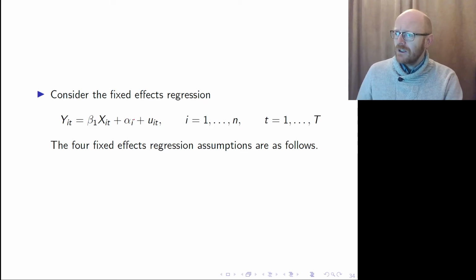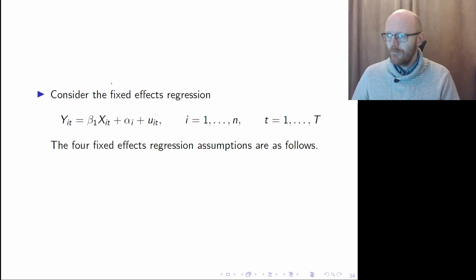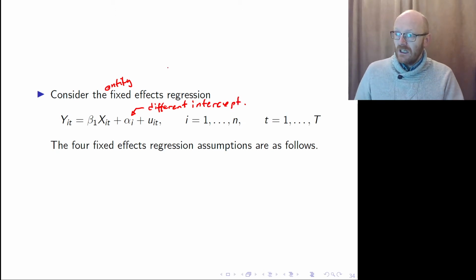The regression we are going to look at is the entity fixed effects regression, okay? The entity. So for each entity, you have a different intercept. Okay, so this is our example.